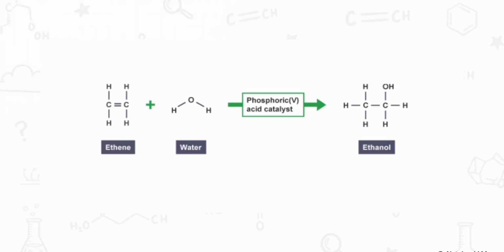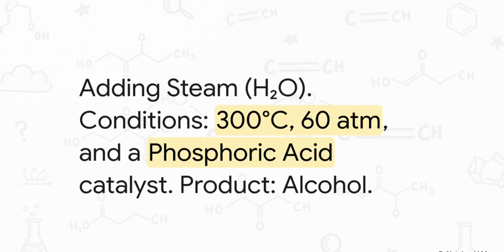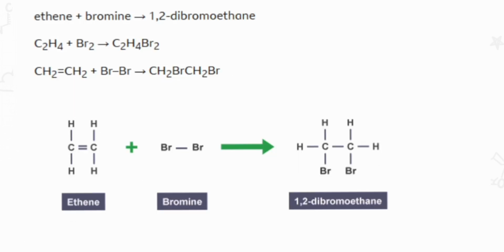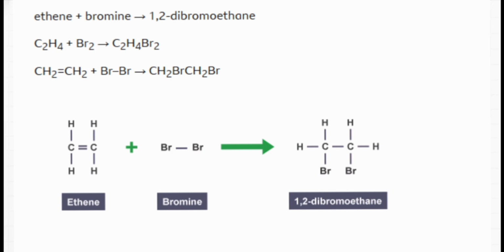Next up, we have hydration, which is just adding water, usually as steam. And this is a hugely important industrial process. The conditions here are even more intense. 300 degrees Celsius and 60 times normal atmospheric pressure, all happening with a phosphoric acid catalyst. This is how we mass-produce ethanol, the alcohol that's used in drinks, as a fuel, and as a powerful industrial solvent.